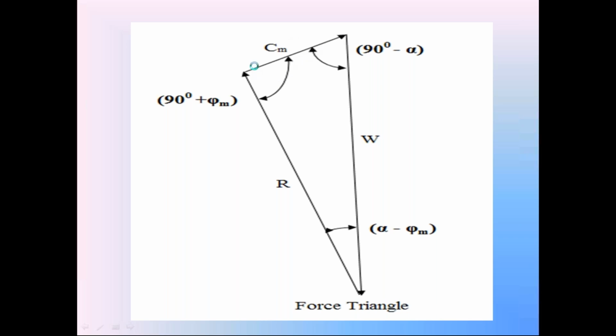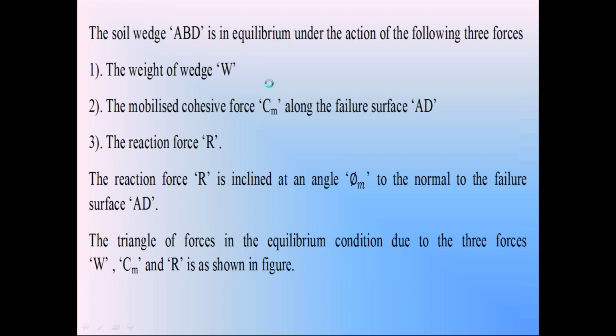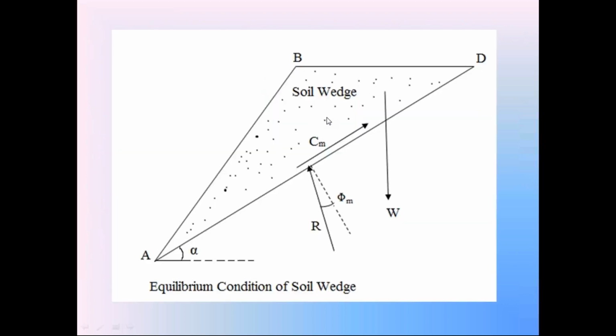So please check this diagram, everyone. This is a typical procedure, but entirely engineering mechanics. We know the magnitude and direction of W. We know the direction of CM, but we don't know the magnitude of CM, and we don't know the direction and magnitude of this R, because this phi m is unknown. Nobody knows this angle of phi m.